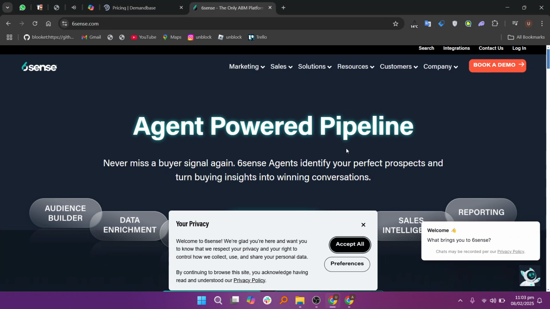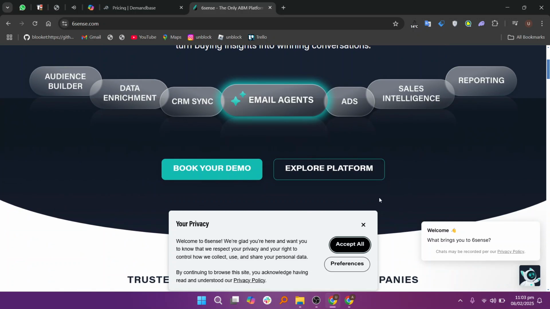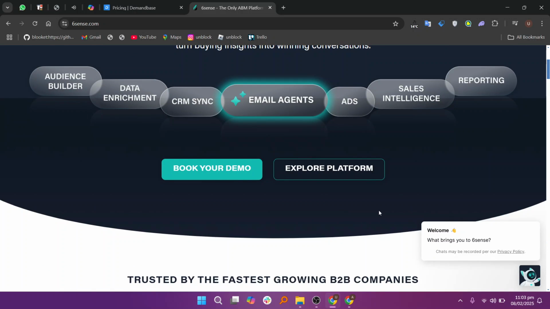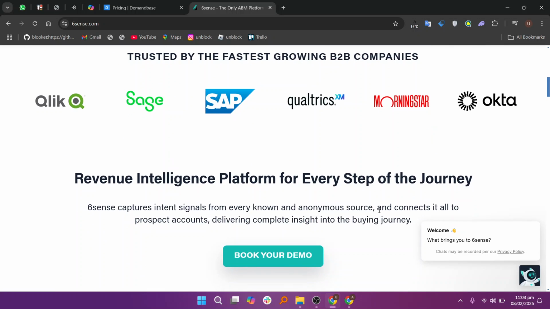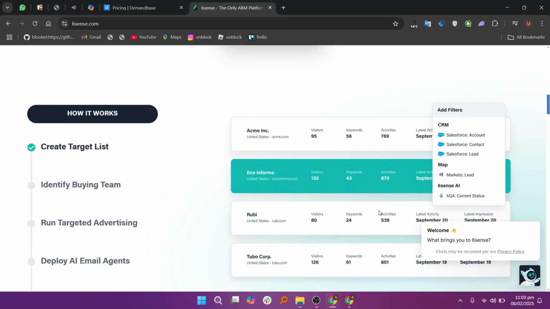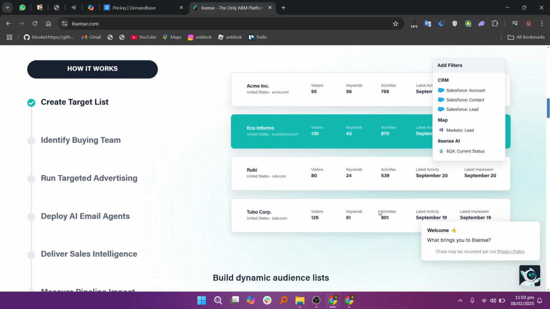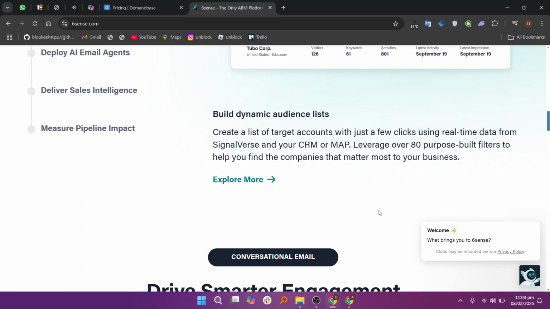6Sense, on the other hand, is known for its predictive analytics, AI-driven intent data, and lead scoring, helping businesses identify and market to buyers before they actively engage. It focuses on revenue generation and pipeline acceleration, making it ideal for companies that prioritize predictive insights.